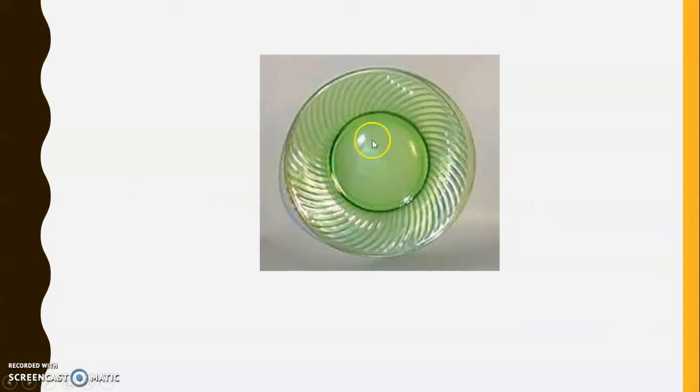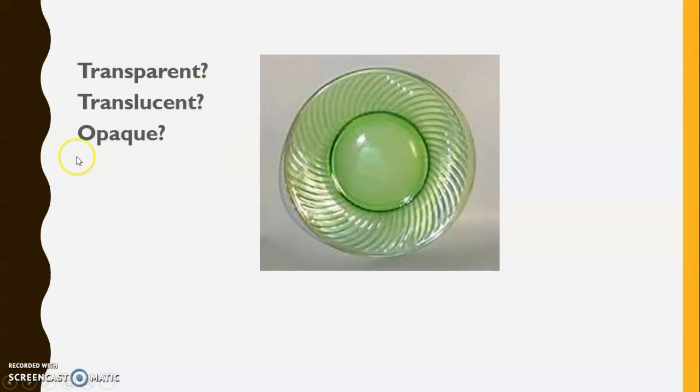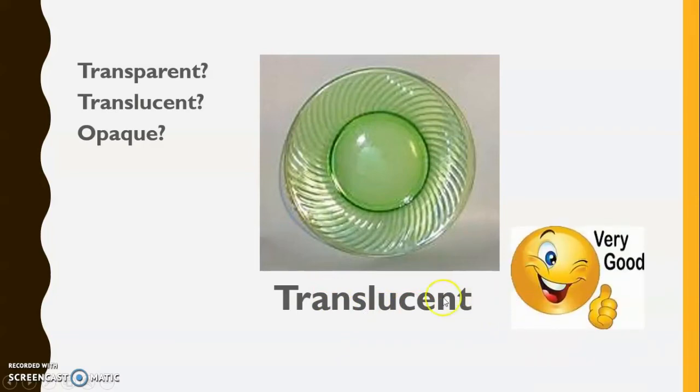Next, what is it? It is a colored plate. So what do you think it is? Transparent, translucent, or opaque? It is a translucent again. Okay, it is a translucent. Very good.